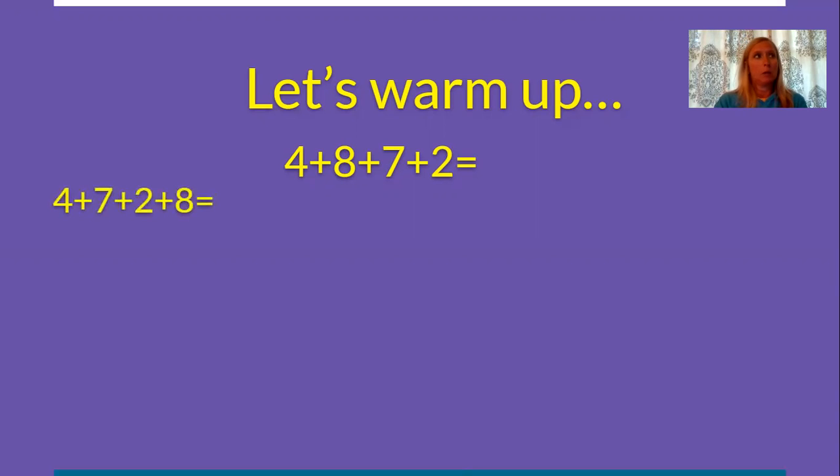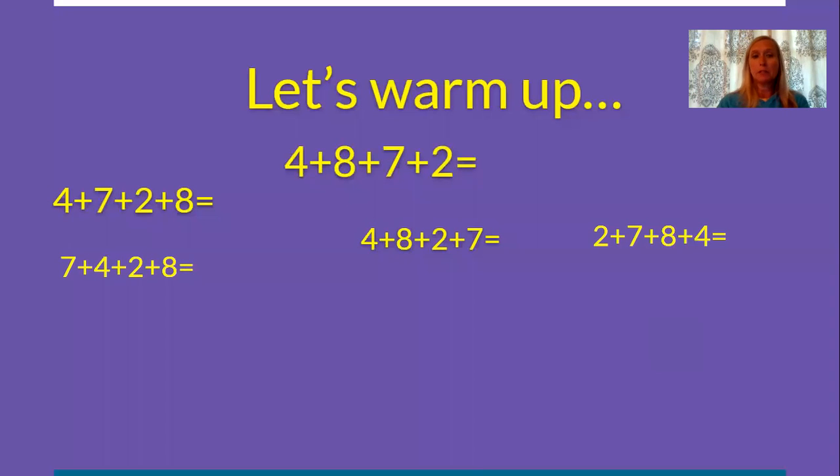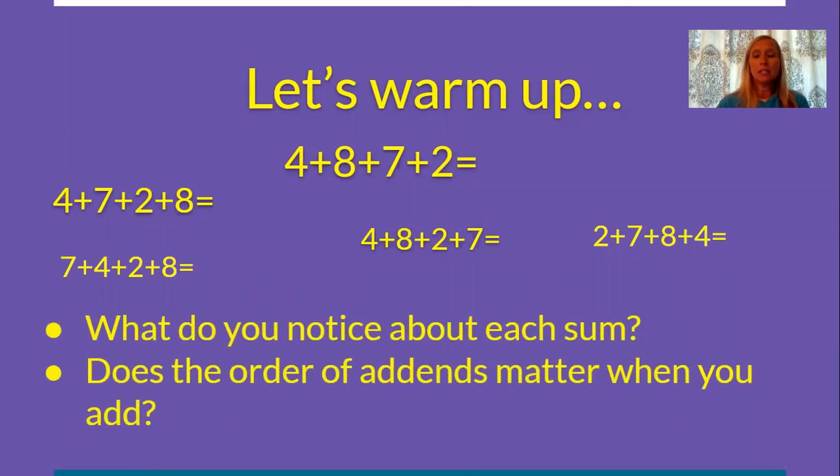All right, that is a way. 4 plus 7 plus 2 plus 8. Here's another, 4 plus 8 plus 2 plus 7. Here's another, 2 plus 7 plus 8 plus 4. All I'm doing is rearranging all of my numbers. And then another one, 7 plus 4 plus 2 plus 8. If I were to add every single one of these up, what answer would I get? 21. Every single one of these add up to 21.